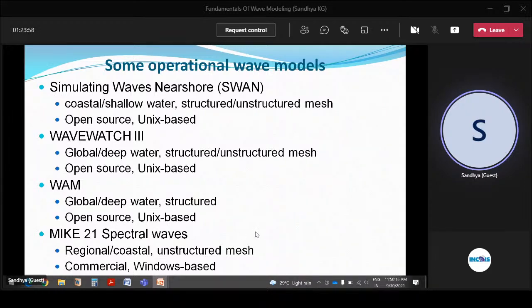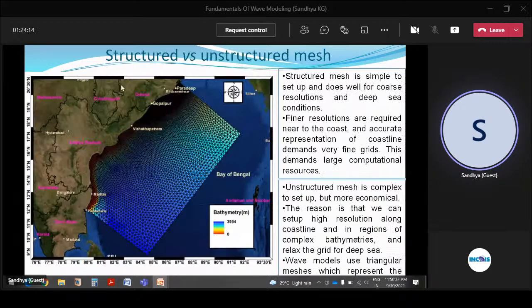And another model is the MIKE 21 spectral waves, which is a regional or coastal wave model, which comes in unstructured mesh or triangular mesh. It is a commercial model and it is Windows based. This is the unstructured mesh I was mentioning. See, the structured mesh which we have seen, which is rectangular in shape, is very simple to set up and does well for the coarse resolutions and deep sea conditions.